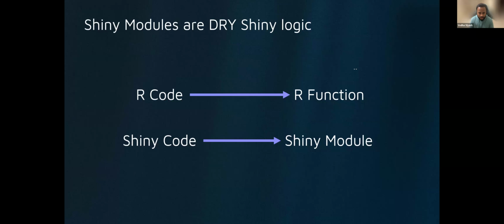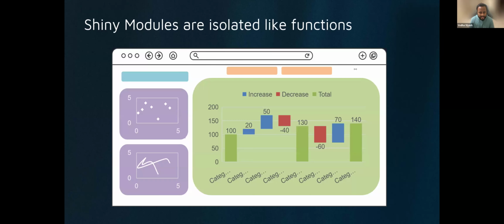Just like R code can be reorganized into R functions, Shiny code can be reorganized into Shiny modules. Let's take an example of this app. Imagine that the blue and the orange UI components mentioned over here are drop-down widgets. When the blue widget is triggered, it changes the orange widgets as well as updates the purple plots. When the orange widget is changed, it updates the green plot. Finally, a user can brush the points of the first purple plot to filter the green plot.